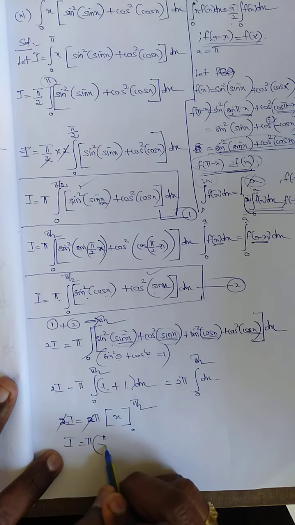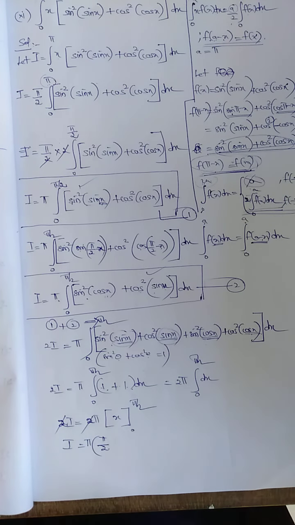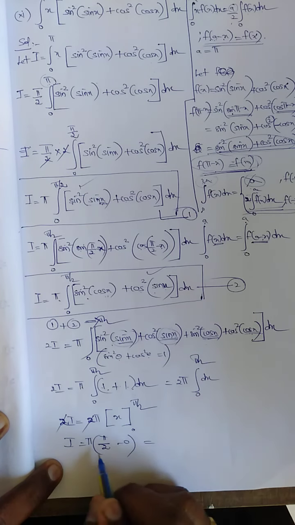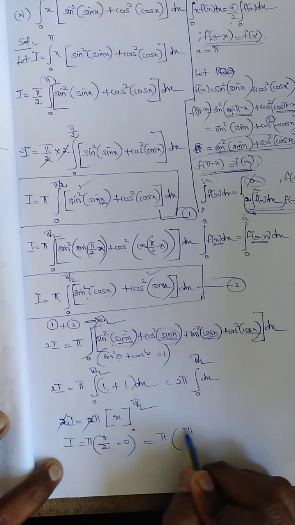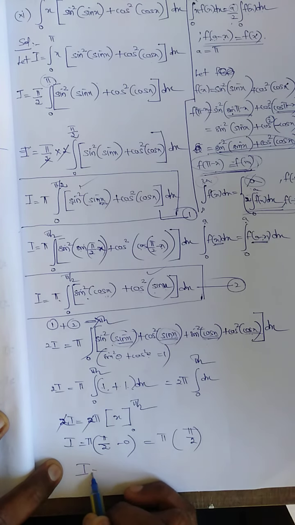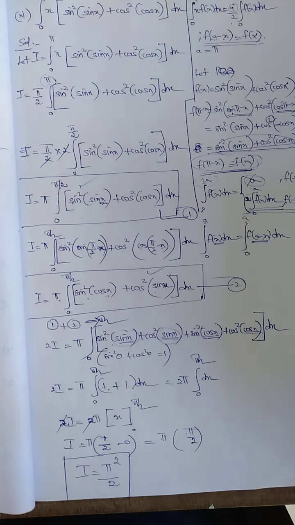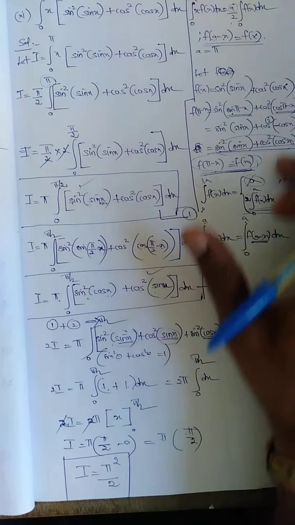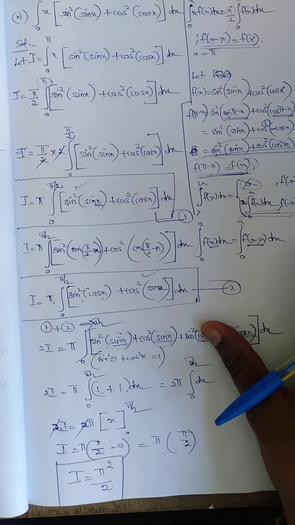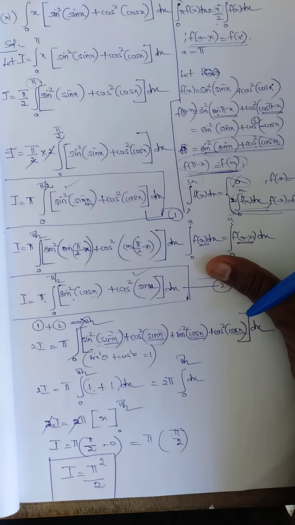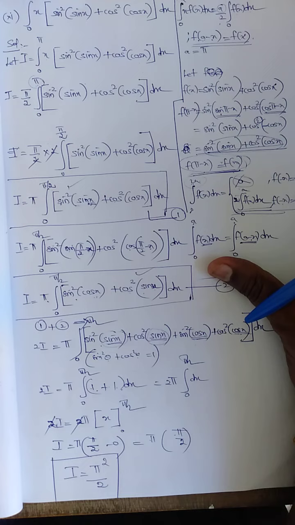Apply the upper limit. Upper limit is pi by 2. Lower limit is 0. So pi into pi by 2. I is nothing but pi into pi, pi square by 2. This is the required answer for this sum. The properties are very important, see how many calculations we have derived here. If we are not able to know this, we can't solve this sum. So do this sum very effectively. Thank you.